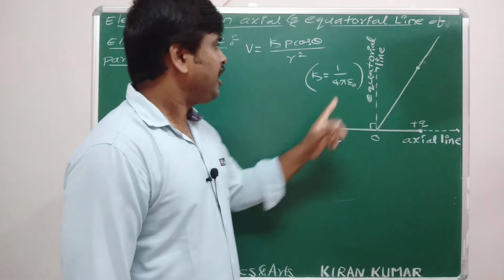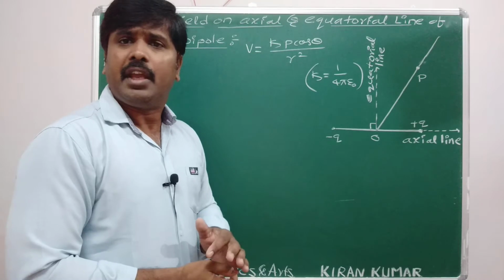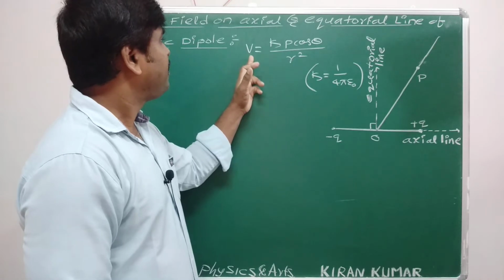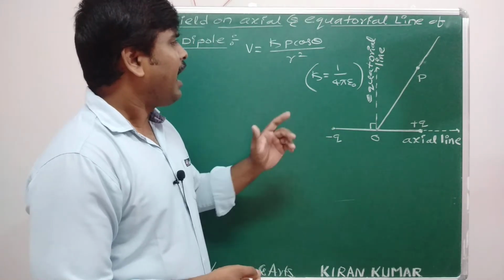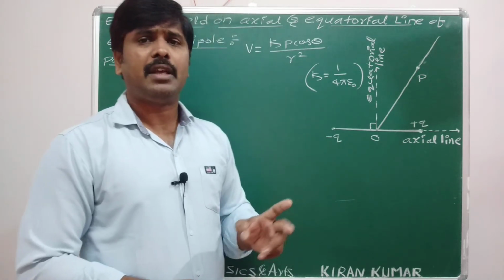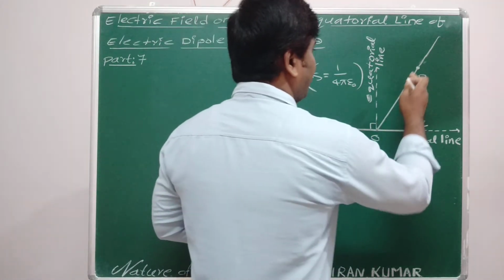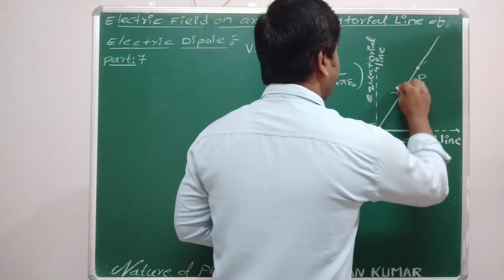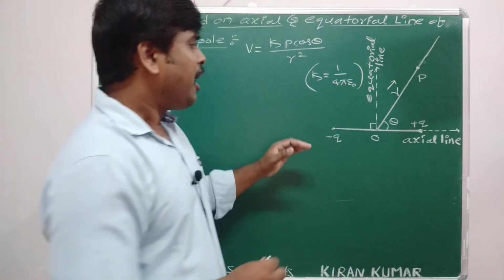First, here is the electric potential at a point P, neither on the axial line nor on the equatorial line. So here we got the potential V is equal to Kp cos theta divided by r square. Try to understand. In continuation, here I am resolving the electric field intensity into two components, one is radial and another one is tangential. So along the radial direction, we want to find the electric field at a point P at a distance r. It is making an angle theta with the dipole moment vector.